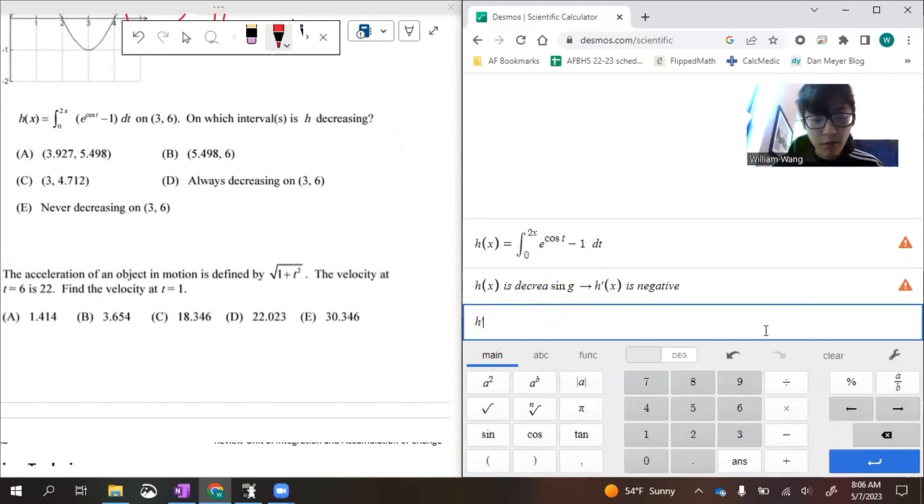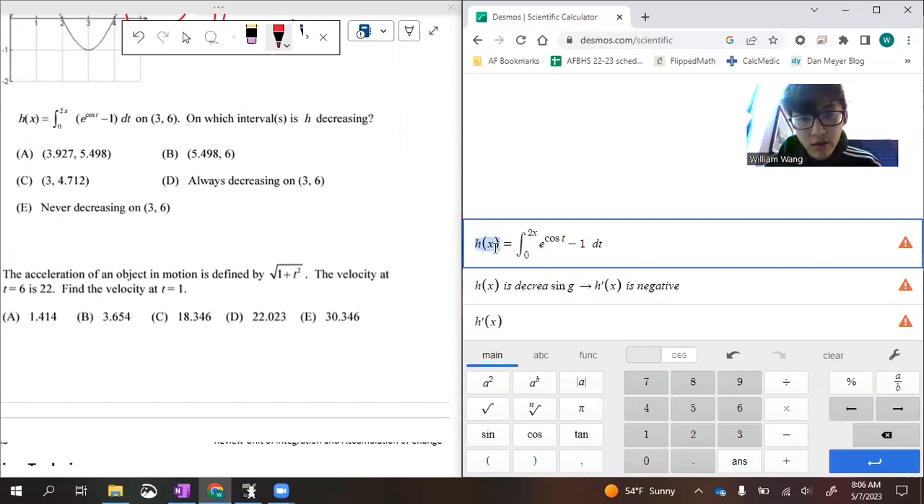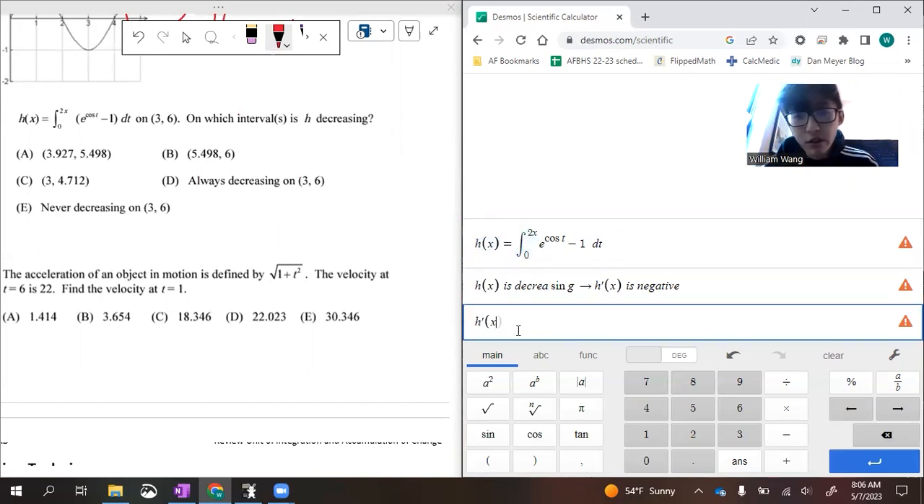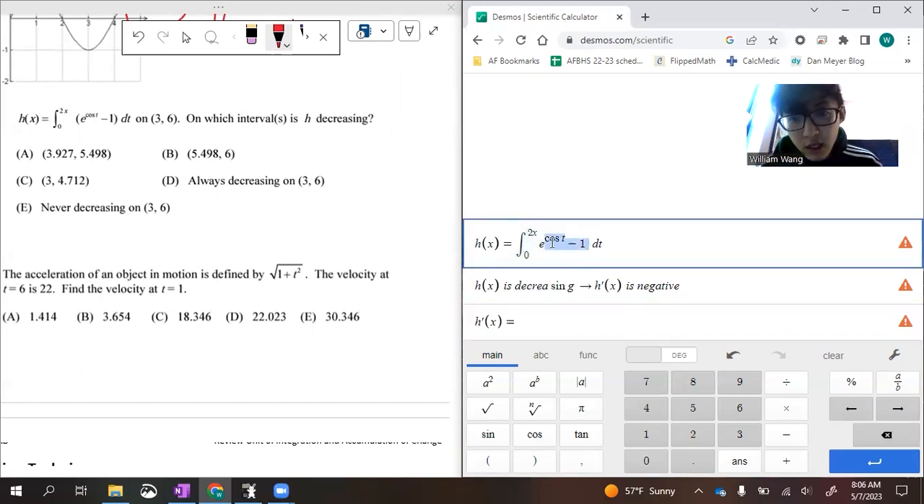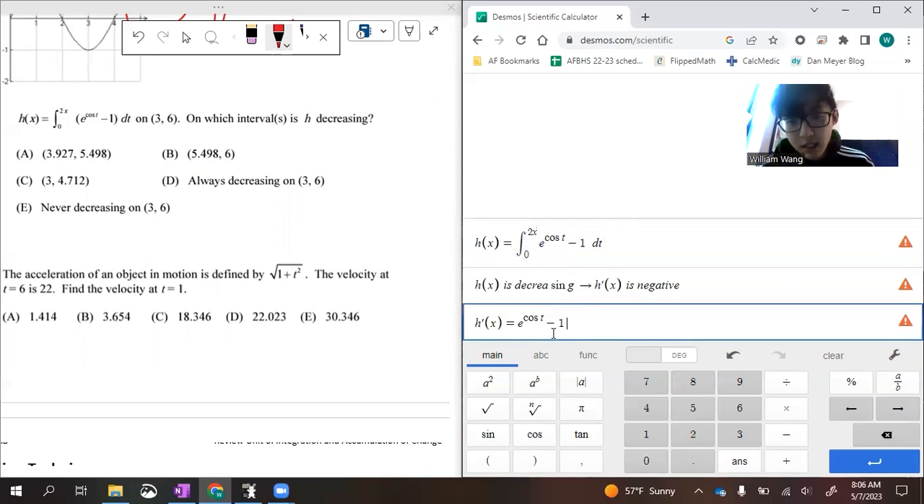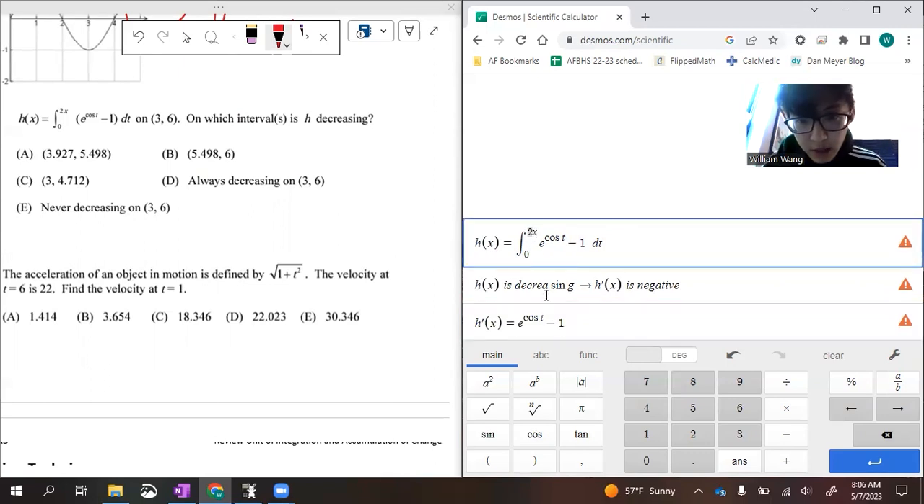Well, let's find h prime of x. Remember, h of x is an integral. To find the derivative of an integral, I basically get rid of the integral, right? So instead of e to the cosine of t minus 1, it's basically e to the cosine of t minus 1, but I just replace the t with 2x.